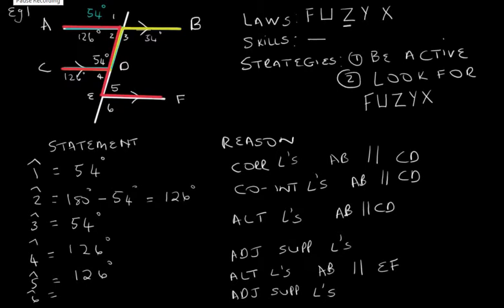And lastly, angle 6. Now remember, I've asked you to find an angle that is adjacent supplementary to angle 6, and what angle would that be? That would be angle 5. Angle 5 and angle 6 will add up to 180 degrees. Therefore angle 6 will be equal to 54 degrees. Let's have a look at the next example.